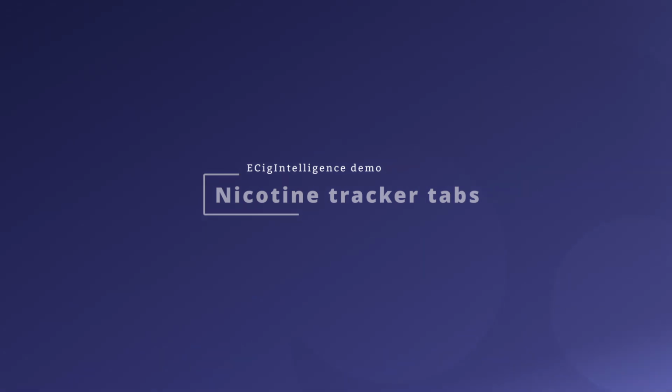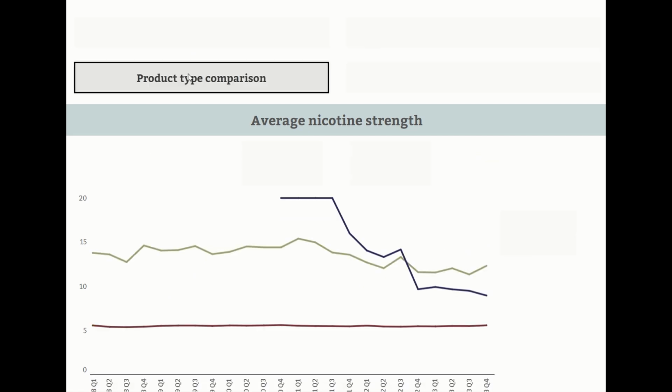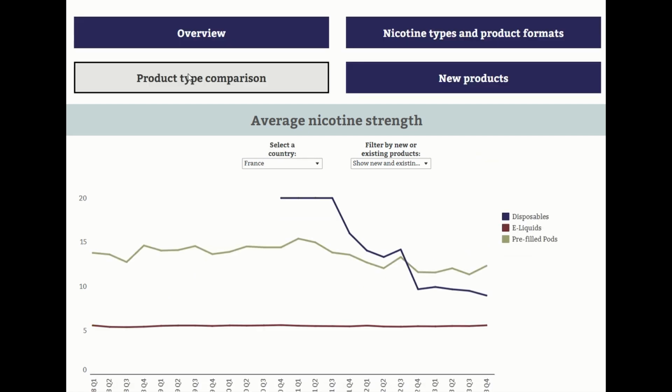The tracker contains 4 main tabs which users can navigate through by simply clicking on the button representing each tab. The Overview tab contains a general comparison of some of the most important metrics. Product Type Comparison compares the different consumables that the tracker covers, which are disposables, e-liquids, and pre-filled pods.